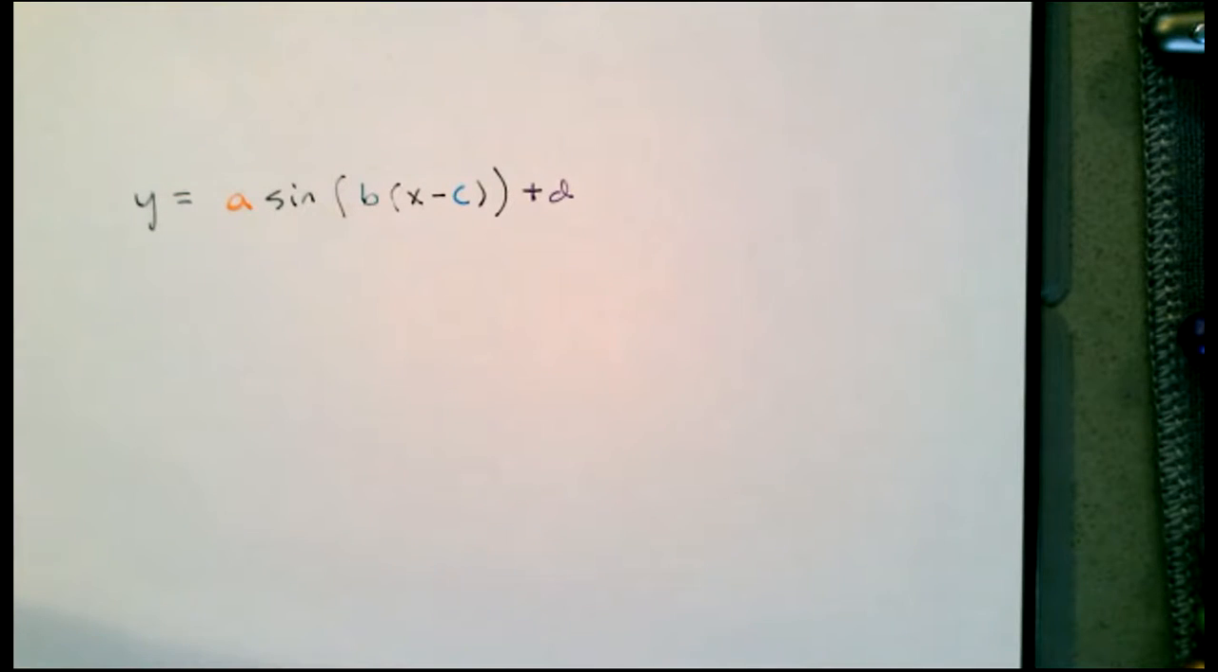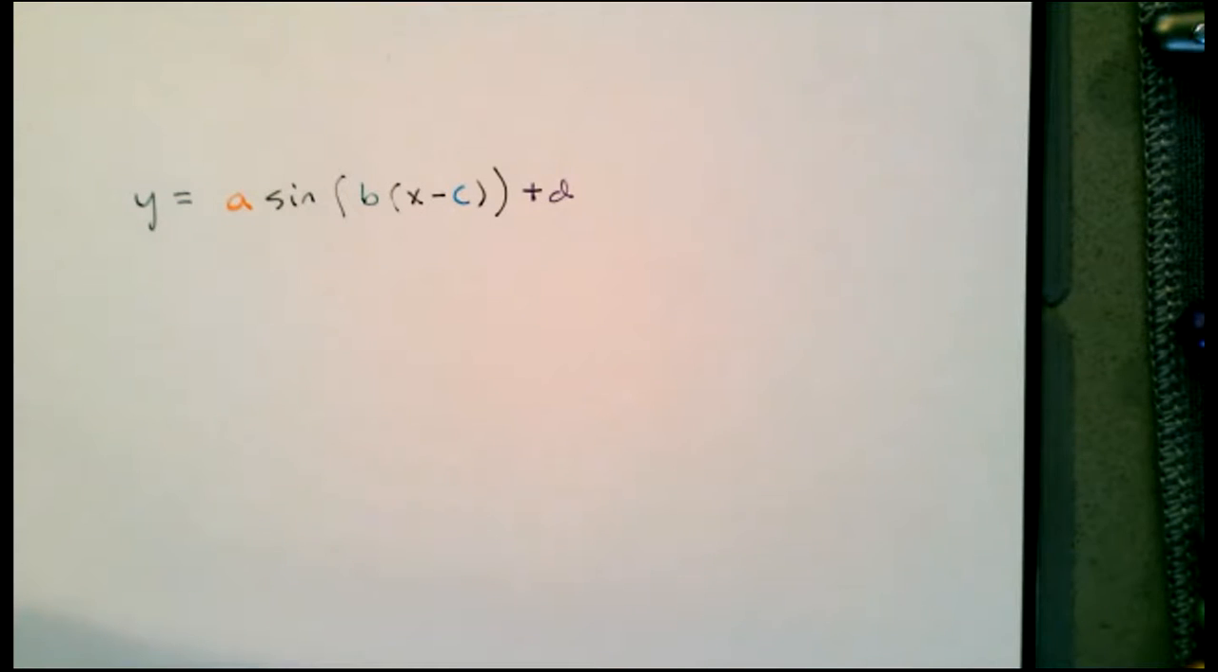Before will mean horizontal. This subtracting of c, that's going to be a change before the sine, and it's going to be by addition. Addition means it's going to be a shift. Before means it's going to be horizontal. And then this plus d happens after the sine, so it's going to be vertical, and addition means it's going to be a shift.